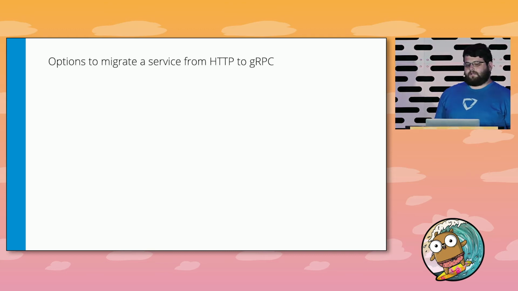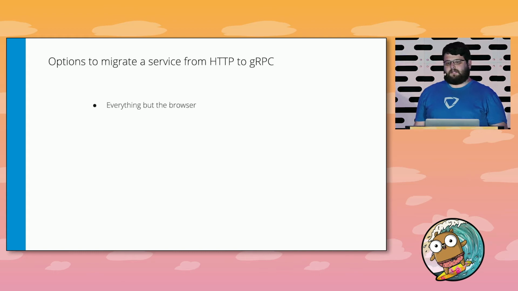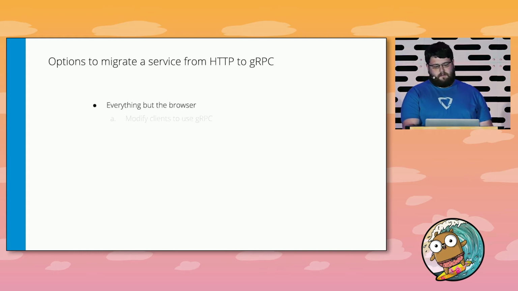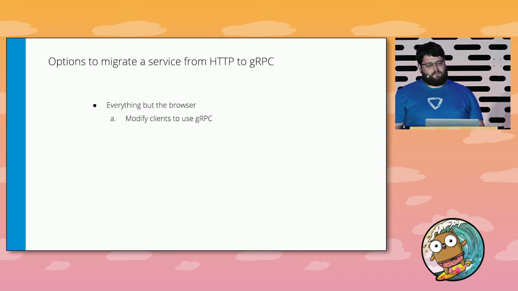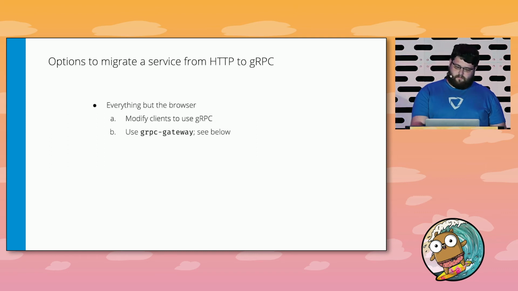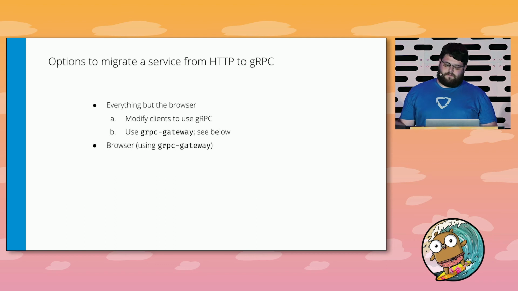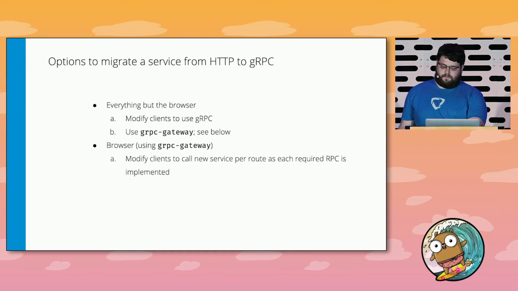When we're migrating a service from HTTP to gRPC, we have a few options. If you're using anything but the browser, there's one pretty quick and robust option, which is to modify the clients to use gRPC. That gives you the best performance, static type safety, and a lot of cool features. If for whatever reason you can't or don't want to do that, then you use gRPC Gateway. So if you're using the browser, or maybe some legacy systems you don't want to modify to use gRPC, here are a few options for that.